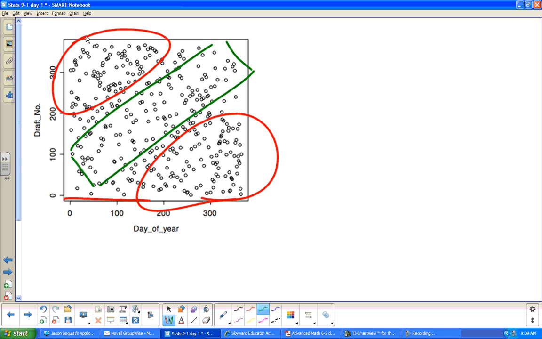Now look at this whole area being kind of void of a lot of dots. Does that make sense? That whole line right there being void. Yeah, because if you were later in the year, you were already picked. And if you were early in the year, you weren't going to get picked as one of the first drafted. Okay, so very, very interesting.